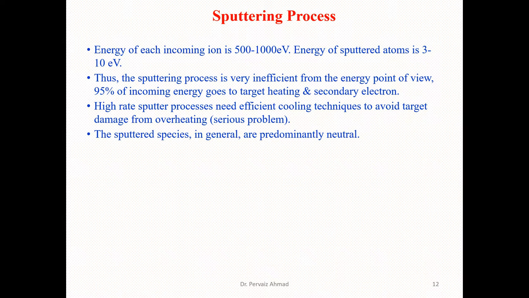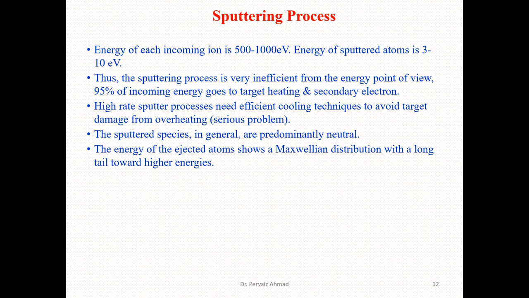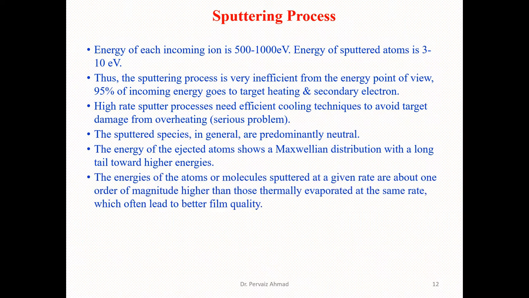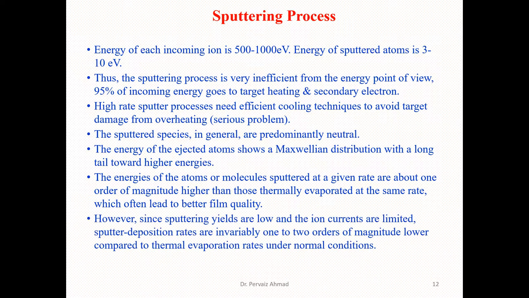The sputtered species are in general predominantly neutrals. The energy of the ejected atoms shows a Maxwellian distribution with long tails towards higher energies. The energies of the atoms or molecules at the given rates are about one order of magnitude higher than those thermally evaporated at the same rates, which often leads to better film quality. However, since sputtering yields are low and the ion currents are limited, sputter deposition rates are invariably 1 to 2 orders of magnitude lower compared to thermal evaporation rates.